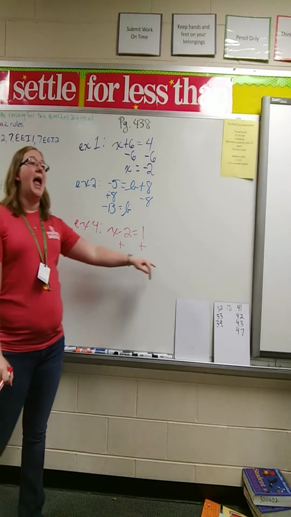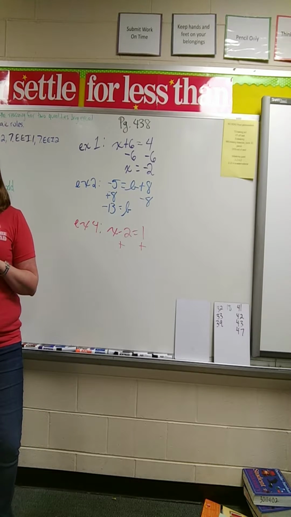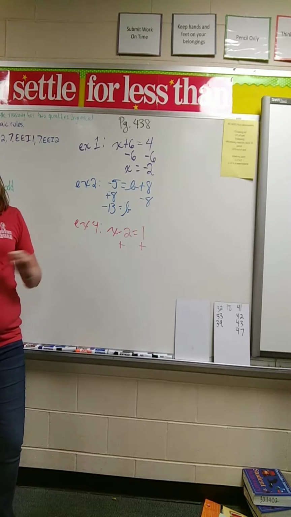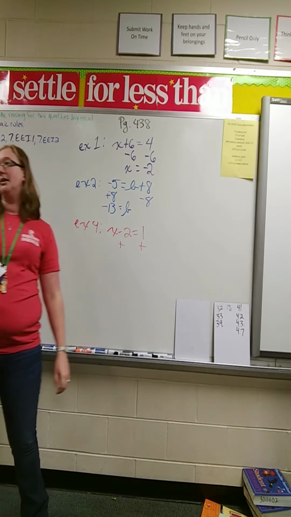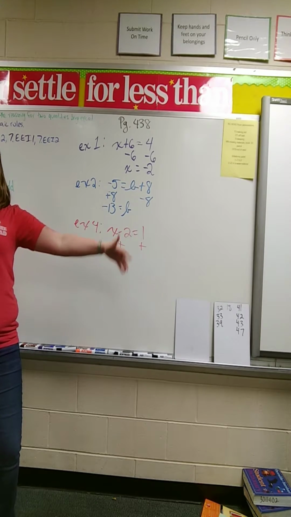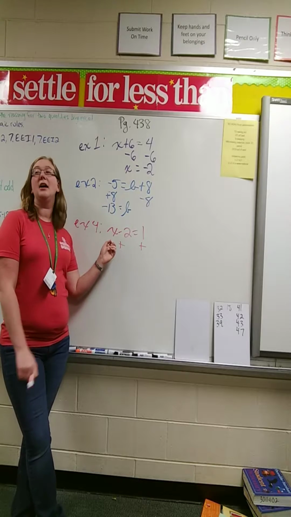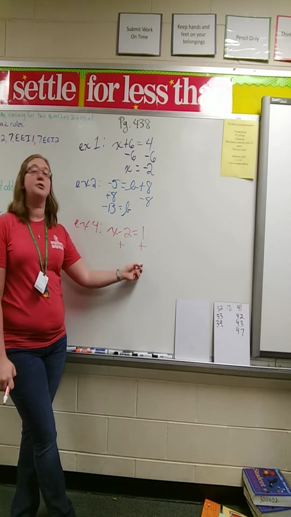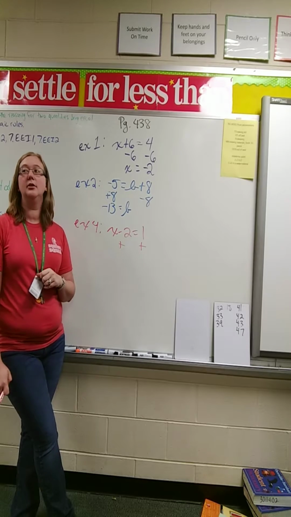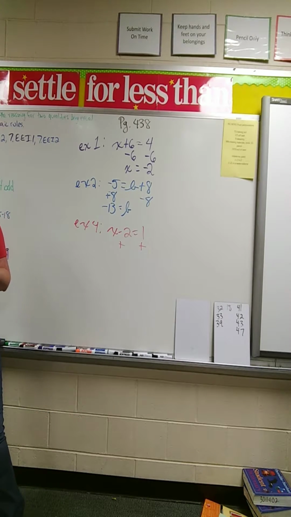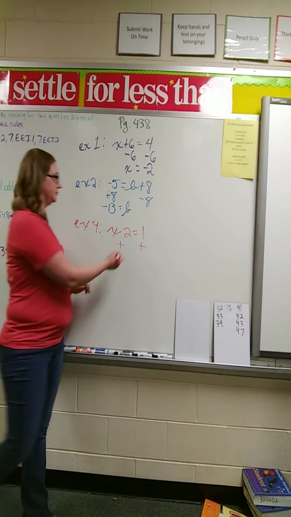So what am I going to add to both sides to get my variable x by itself? I can't add x, because then I would have 2x minus 2 equals 1 plus x. Then I'd have more x's, not less. I have x minus 2 equals 1. What am I going to add to both sides to get my variable x by itself? My options are either a 2 or a 1. 2.